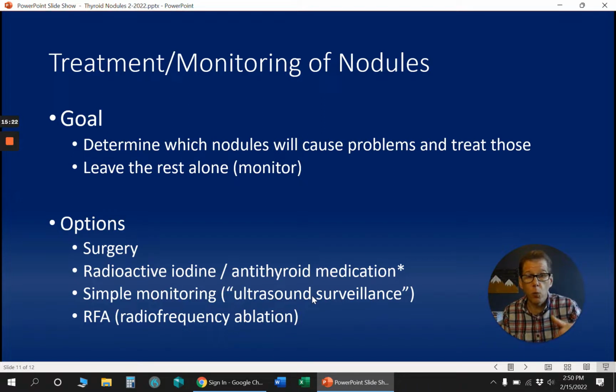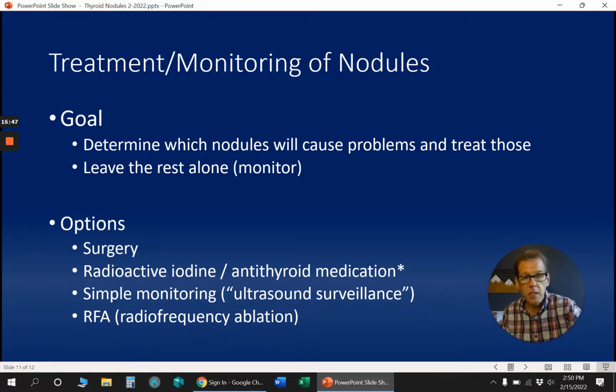We might check these once per year. If everything is really stable, we might even go to an every other year assessment. And then I just thought I'd mention something that's becoming more popular as at least an option and more available in the U.S. Right now, as of today, 2022, it's not available locally here in Boulder County, Colorado.